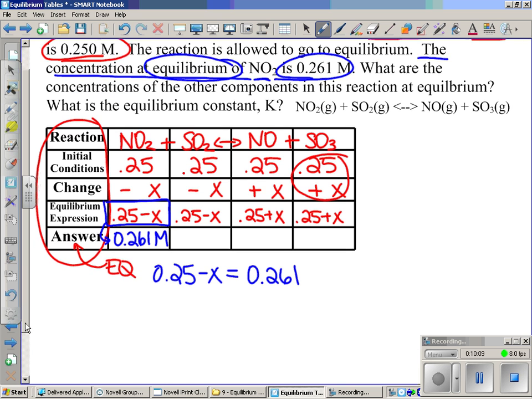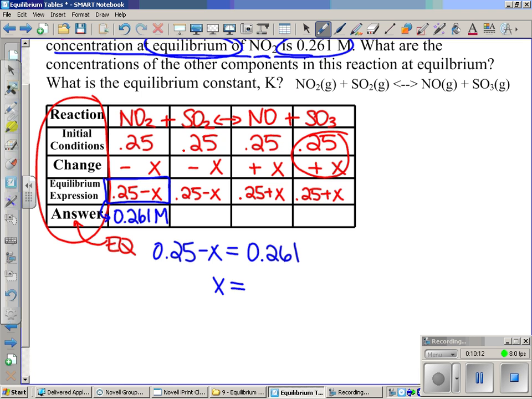If you take a look at that, we can solve for x now. You're going to subtract over the 0.25. If you subtract over the 0.25, you end up with negative 0.011 molar. That's your x value. Sorry, my negative is way up there. It's kind of weird. Negative, there we go. Negative 0.011 molar. I now know what x is. This is x, this is x, and this is x. So I can go in and plug all those in.